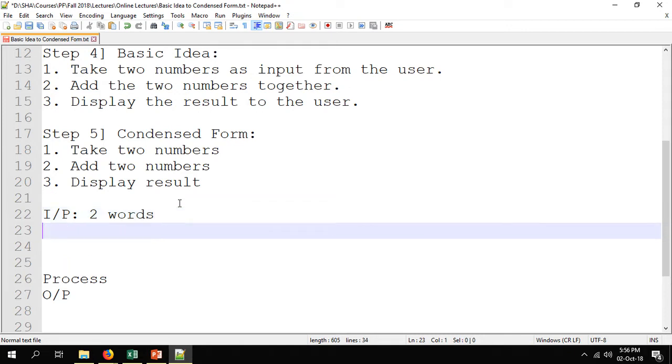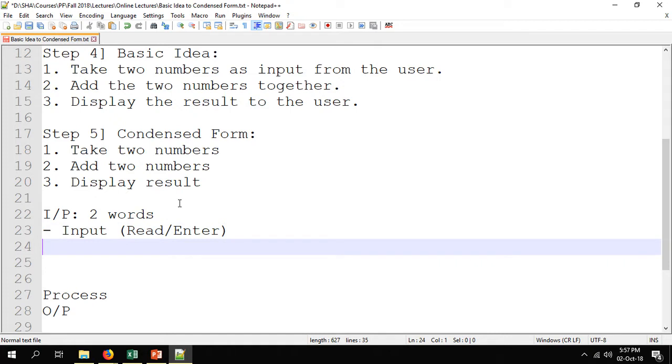And amongst those two words, the first word should be, let's say, input. Either it can be input or read or enter, something like that. So this is the first rule, that the first word should be input. Just to make things easier and simpler, let's stick to any one of these words. The most appropriate word is input. I'll just add this in brackets so that we know the synonyms for input, which are read or enter, something like that.